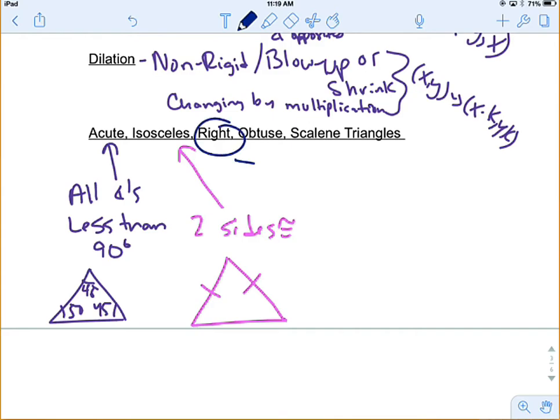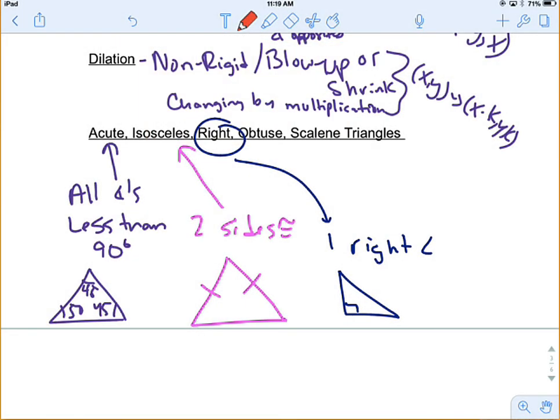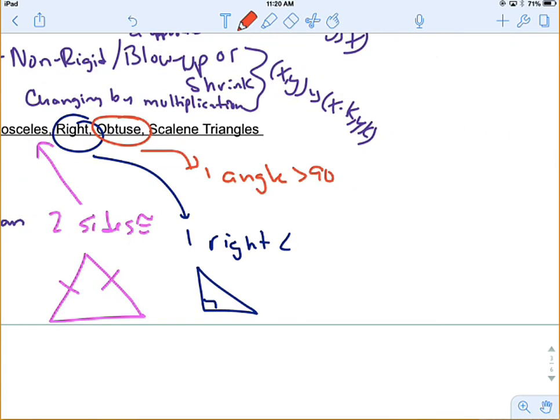Okay, so let's talk about right. So that means one right angle. So that's a right triangle. Obtuse means one angle bigger than 90. Okay, so picture-wise, I would look for something like this. That's a typical obtuse triangle where this is like 120. So this would be like 30 and 30.